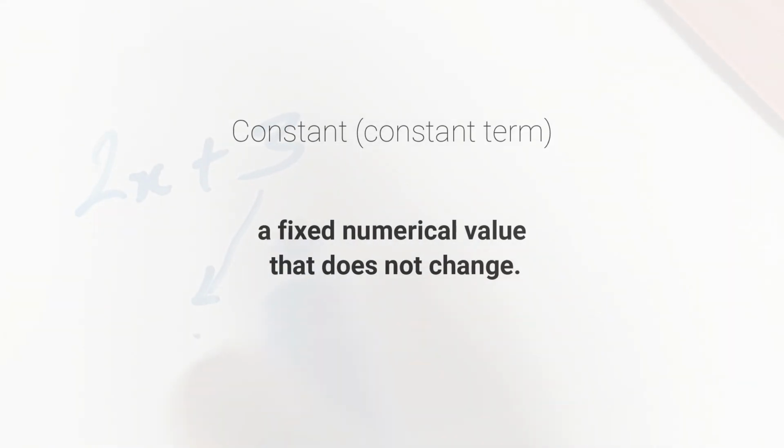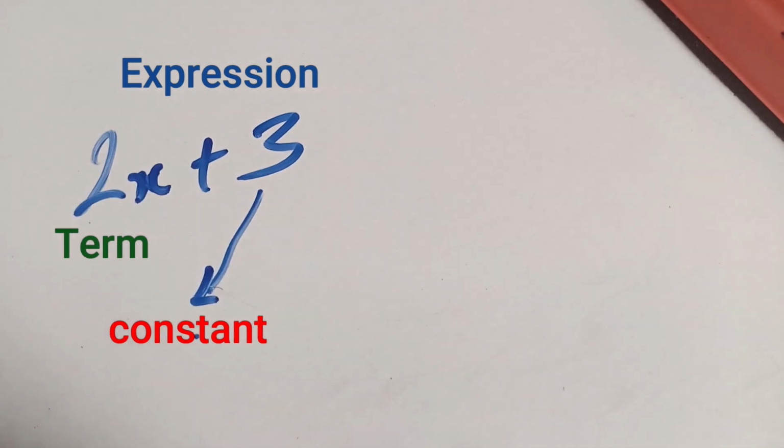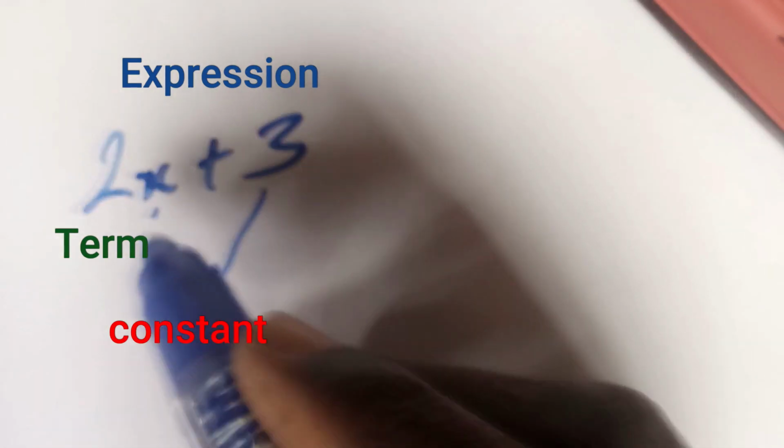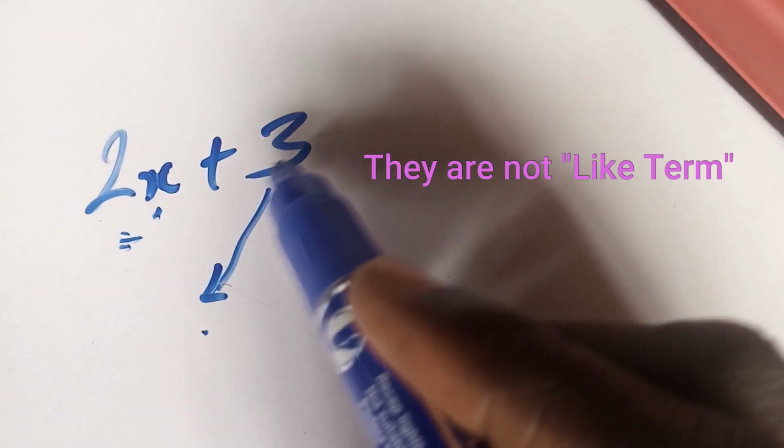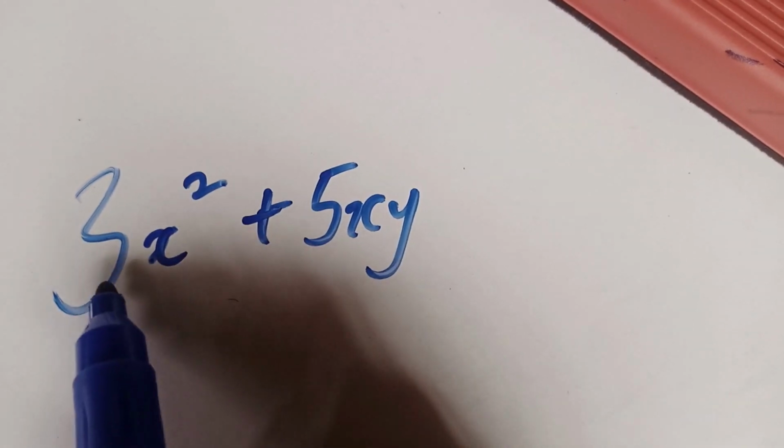So a constant, sometimes even called a constant term, is a fixed numerical value that does not change. You understand? Though 3 is here and it does not change, this variable x here can change, so you can't add these two together. Don't worry, we'll get to it later on, but just so in this example here we have 3.